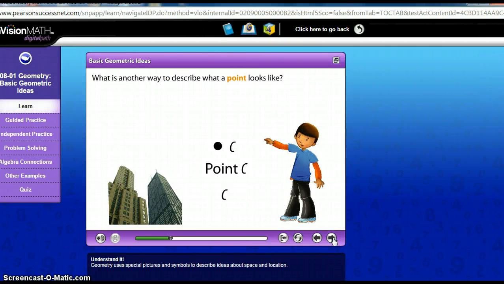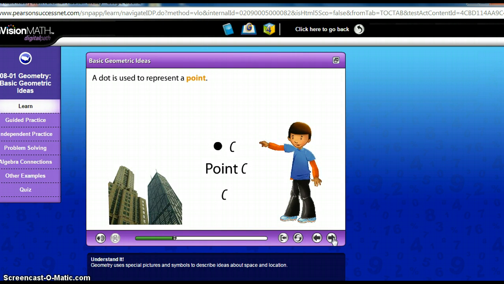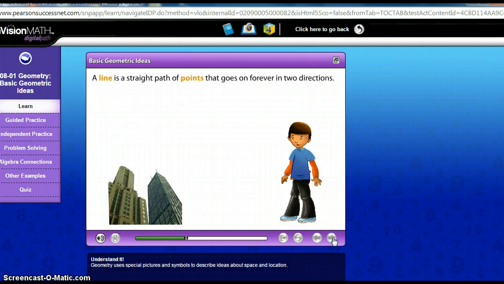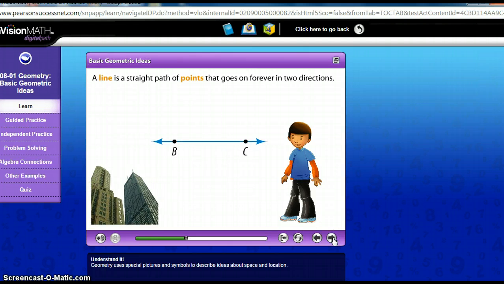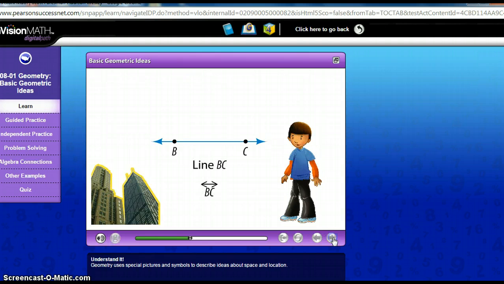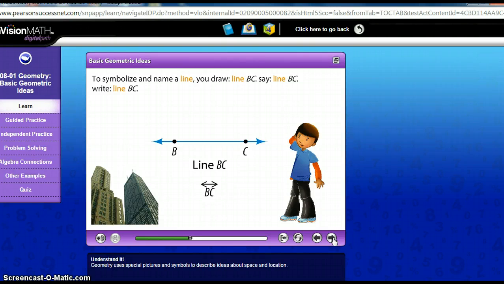What is another way to describe what a point looks like? A dot is used to represent a point. When you see dots shown on a map, what do they represent? Points on a map represent the exact locations of cities. A line is a straight path of points that goes on forever in 2 directions. To symbolize and name a line, you draw line BC.